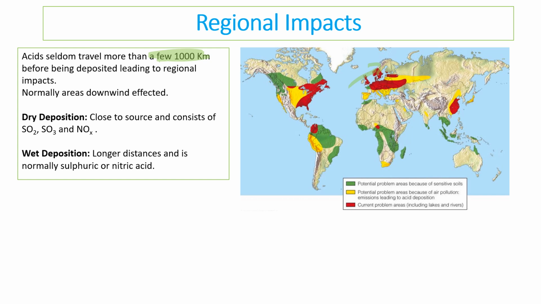The two different types, because obviously we're talking about acid deposition in total. Dry deposition happens to be a lot closer to the source and consists of these three gases, whereas acid rain can travel further distances, and that will obviously fall as nitric acid.